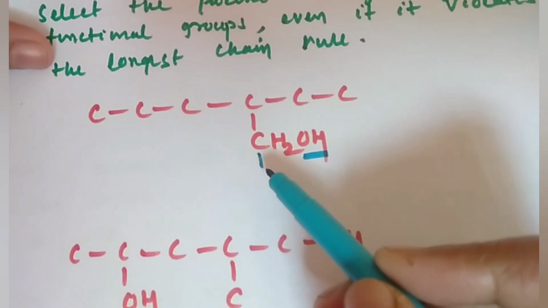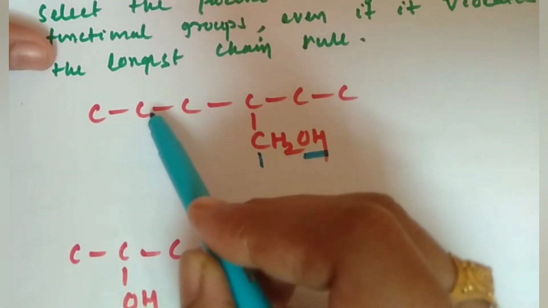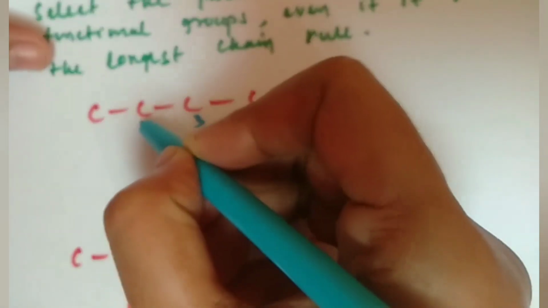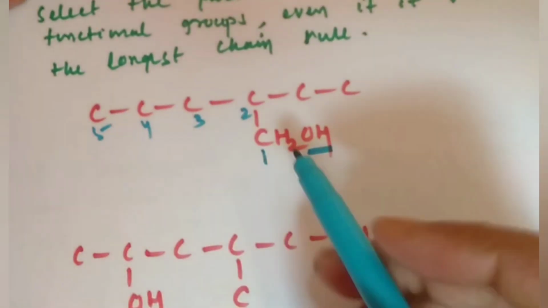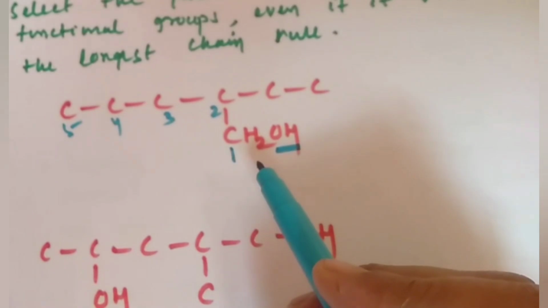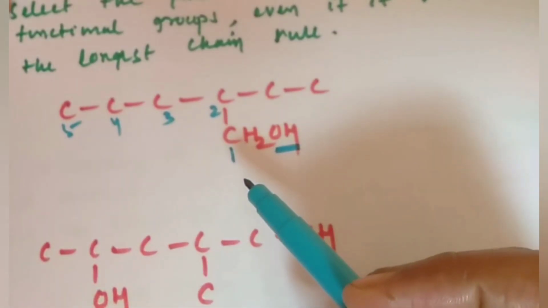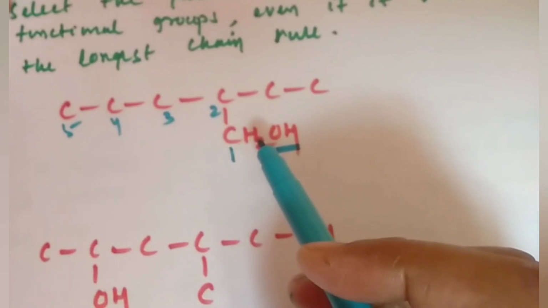Okay, this is carbon number 1. Then I will proceed 1, 2, 3, 4, or 1, 2, 3, 4, 5. So if any functional group is present, then select the parent chain by taking the functional group. Okay, it may violate your longest chain rule, but you have to take the functional group and always give lowest locant to the functional group.